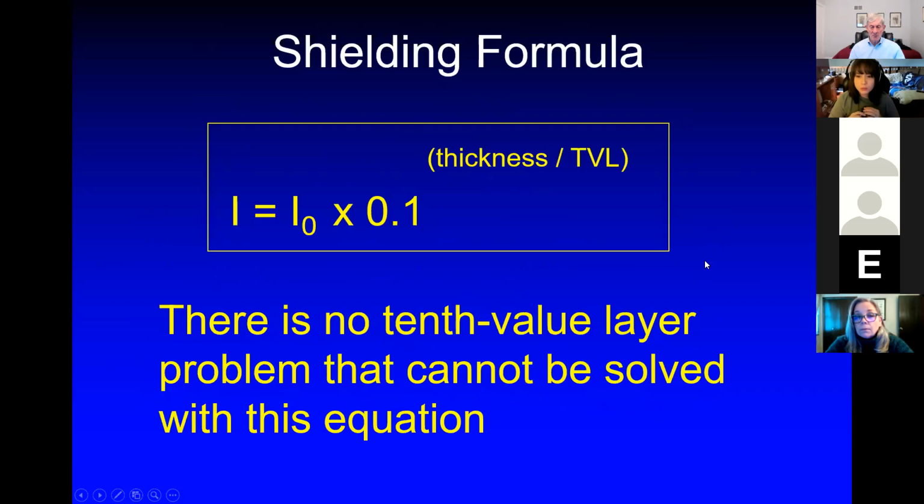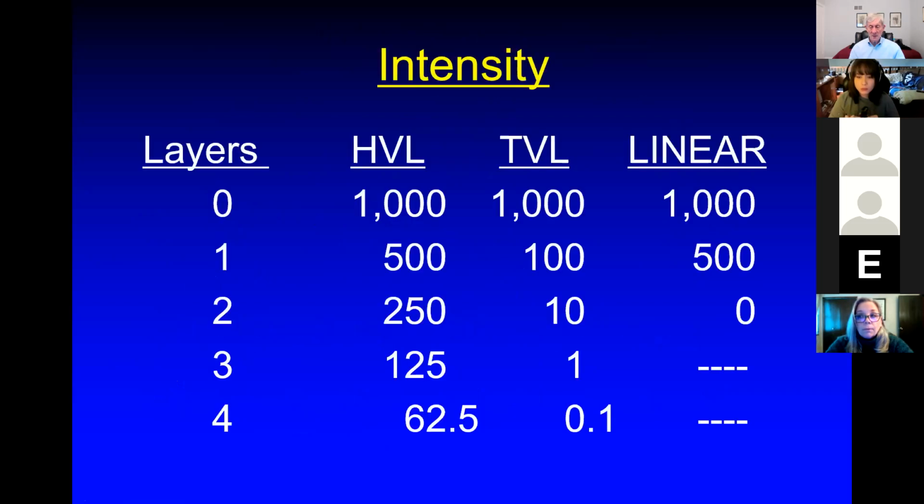Okay, let's jump ahead a little bit. Actually, I want to ask you a question about this. When I asked you the first time several weeks ago, no one got the answer right. So let's see if you remember it now. You'll see as you go through 1, 2, 3, and 4 layers, the half value layer goes from 1,500 to 250, 125, 62.5. But the TVL goes from 1,000 to 100 to 10 to 1 to 0.1. And therefore, 4 TVLs is how many times as effective as 4 HVLs?